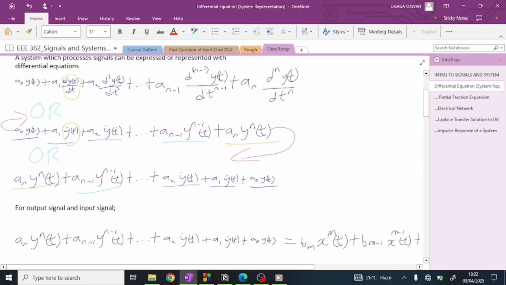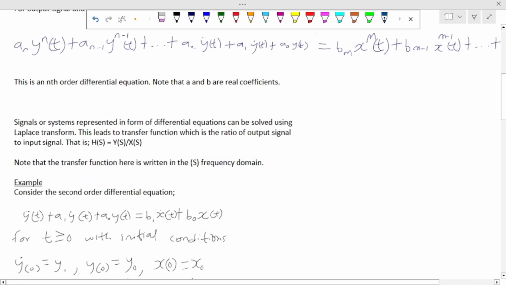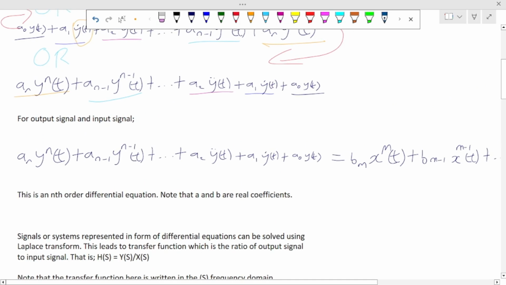In this video we are going to talk about the properties of transfer function, just like a continuation of the previous video. Like I said, all the videos in this playlist are linked, because it's one semester work. So just watch the previous one as much as you can.